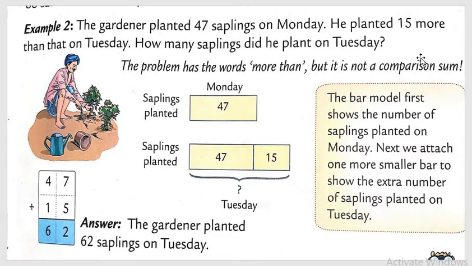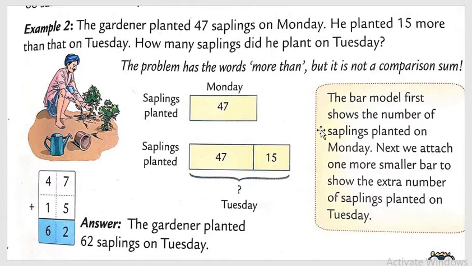Okay, now see, first read the instructions here. The bar model first shows the number of saplings planted. See here, Monday 47, saplings planted on Monday. Next, we attach one more smaller bar to show the extra number of saplings planted on Tuesday. See here, 47 on Monday, and we draw here the small box and we write there 15. Sapling planted on Tuesday. Got my point?